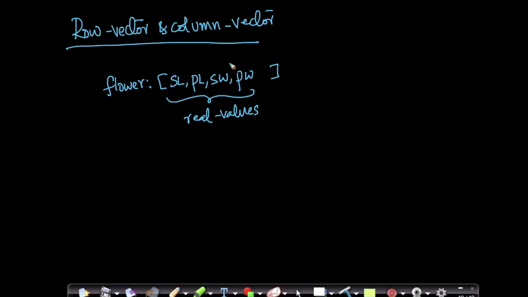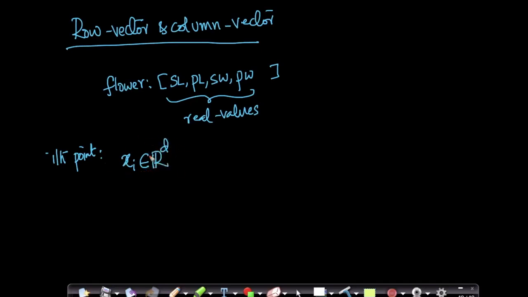Given any data point like this, I'm just introducing you to some simple notation. We write the ith data point as xi, right? And we represent it like this. Whenever I say something like this, what it means is this.